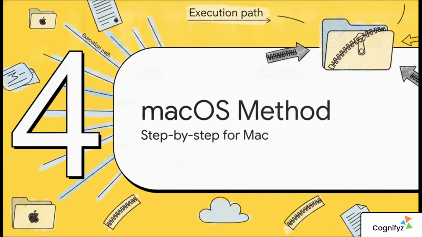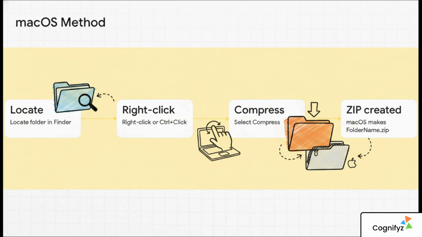For all our Mac users out there who've been patiently waiting, this is your branch of the path. Your process is just as elegant. Step 1, locate that master folder in Finder. Step 2, right-click it, or if you don't have right-click set up, just hold the Control key and click. Step 3, from the menu, simply select Compress. You'll usually see your folder's name right next to the word Compress.